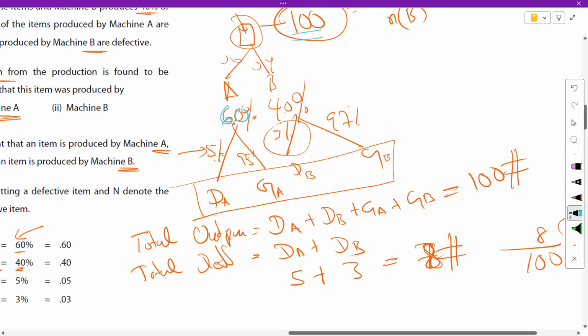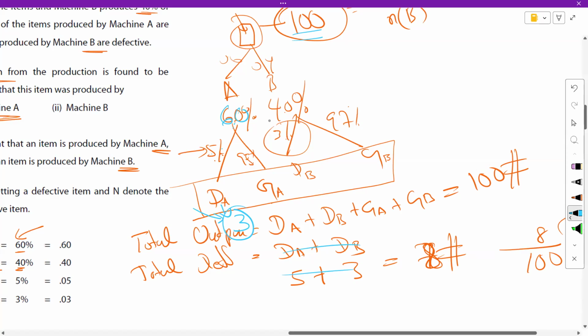Out of 60, 5% are defective. What is the number? I think it's wrong. What's wrong here? Here, 60 into 5%. How many items? 3 units. Here, the defective items are 3.